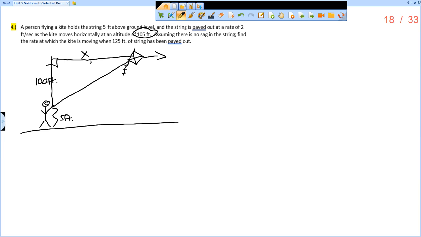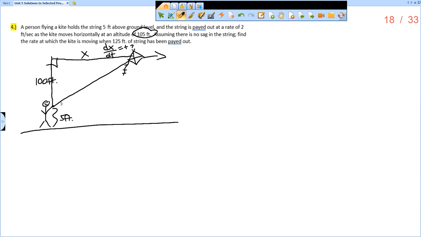So let's call that x, and that is changing, so we're going to call that dx/dt. That is a positive value. Now it says find the rate at which the kite is moving, so that's actually what we want to know: the rate at which x is changing.